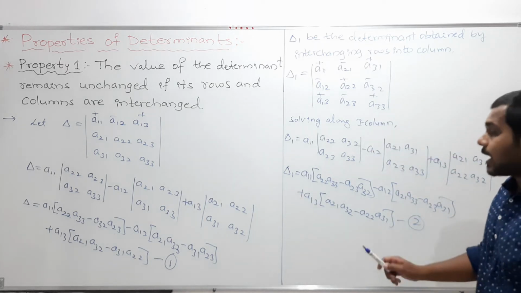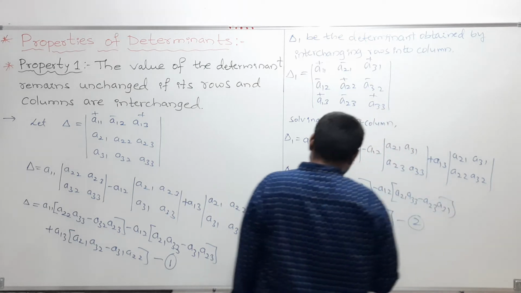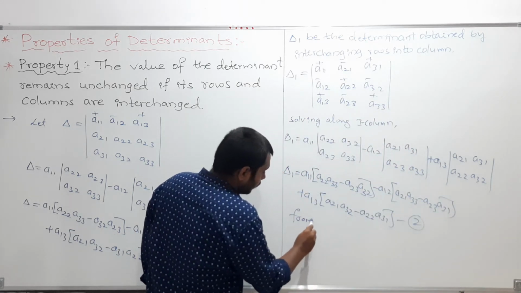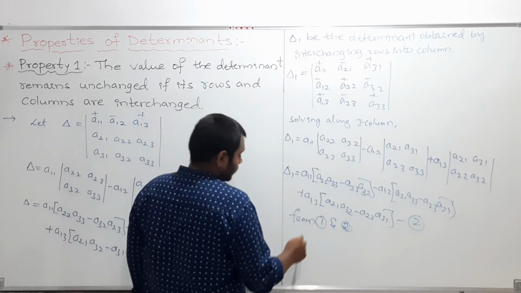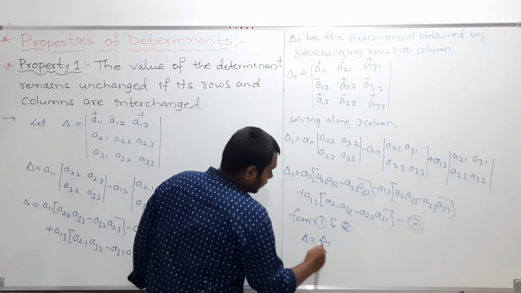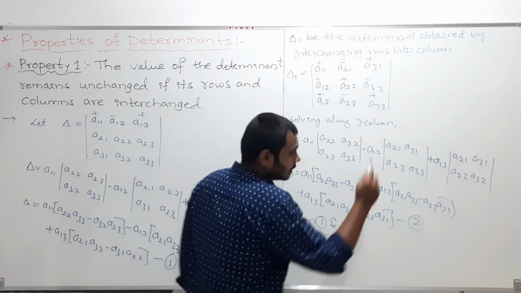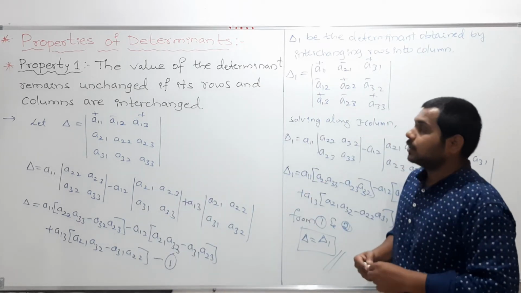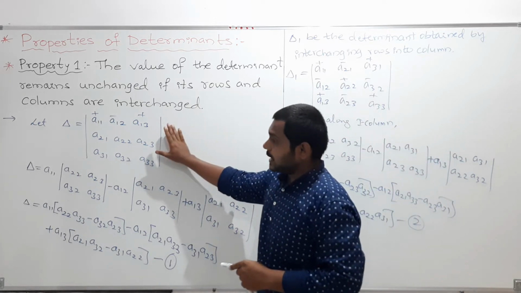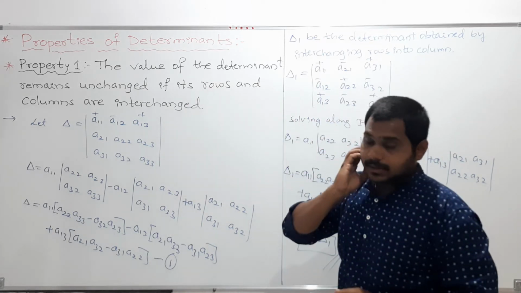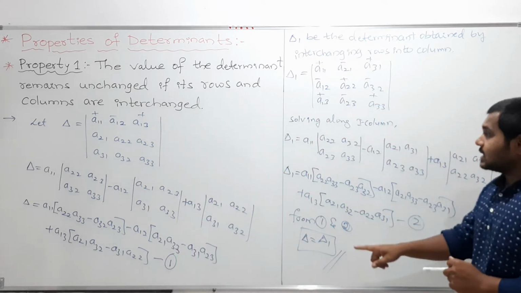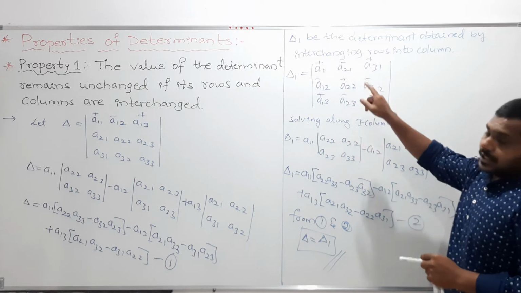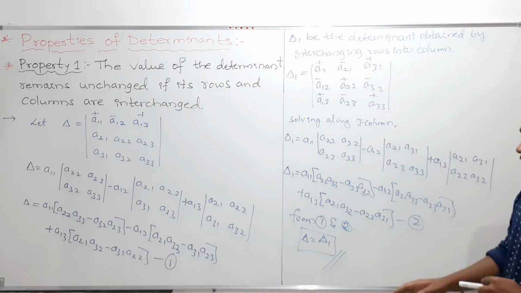Clear? So by observing 1 and 2, this delta value is equal to delta 1. Delta is equal to delta 1. So we can conclude that if I have any determinant, the value of the determinant remains as it is if we change the rows into columns. Clear? So the proof is in front of you.